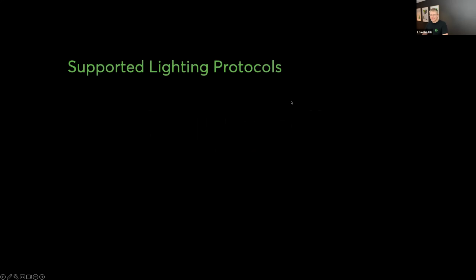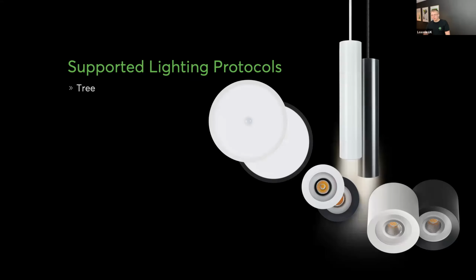Spiel over. Let's look at some supported lighting protocols and why they're important. So let's start off with Tree. We all know Tree. And of course, the benefits of Tree are massively diverse. Now, we're not necessarily a lighting manufacturer, but we do manufacture lights. And I'm sure the range would potentially grow in the future.